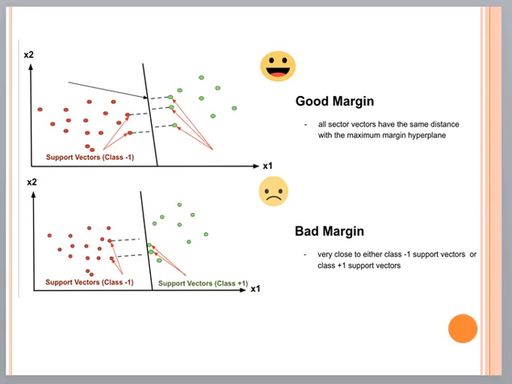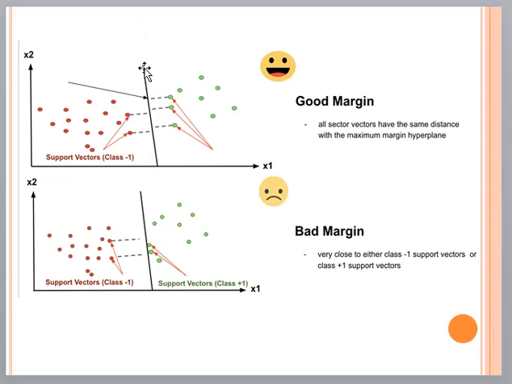So in this slide here, you can see examples of good margin and bad margin. A good margin is a margin in which all support vectors have the same distance with the maximum margin hyperplane, right? So I will call this a good margin because all the vectors have the same distance, or the maximum distance, from the maximum margin hyperplane.